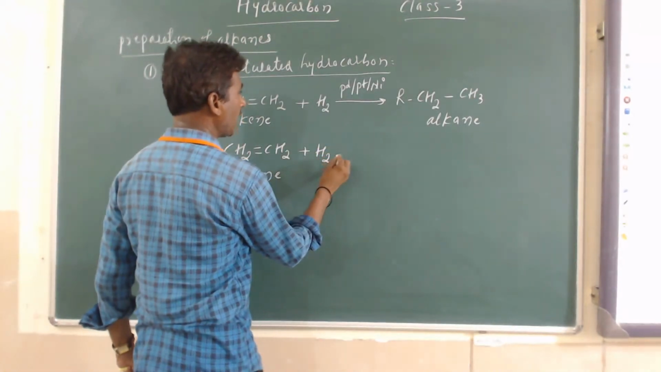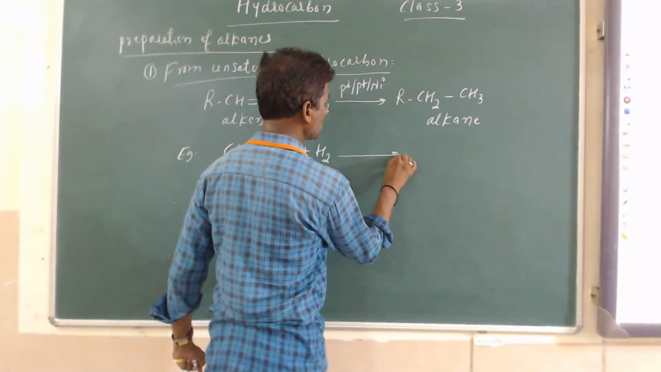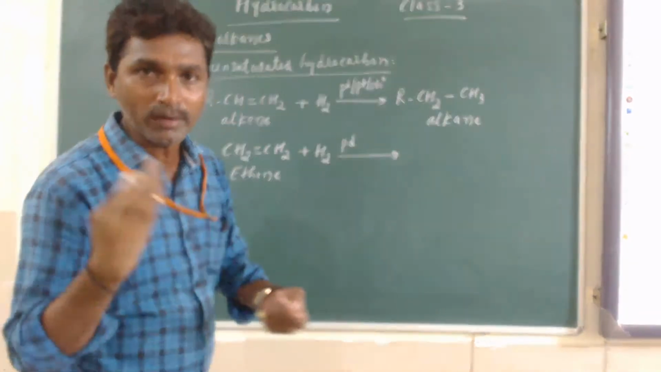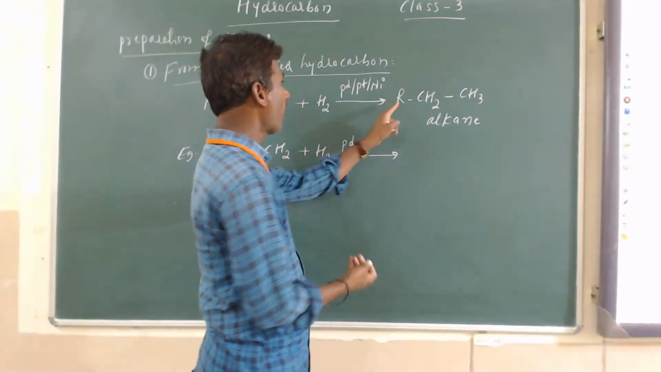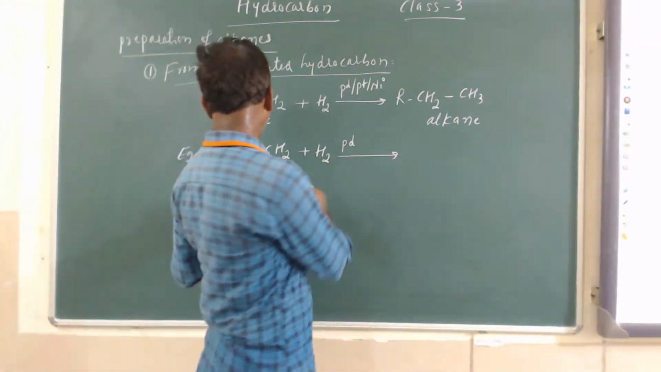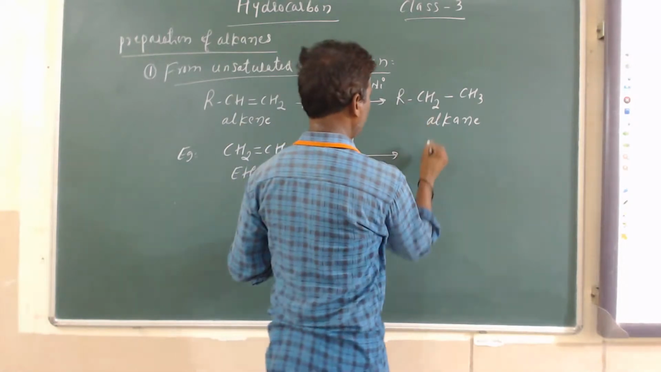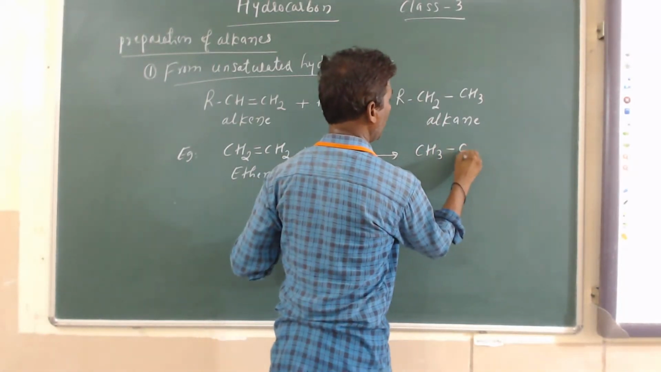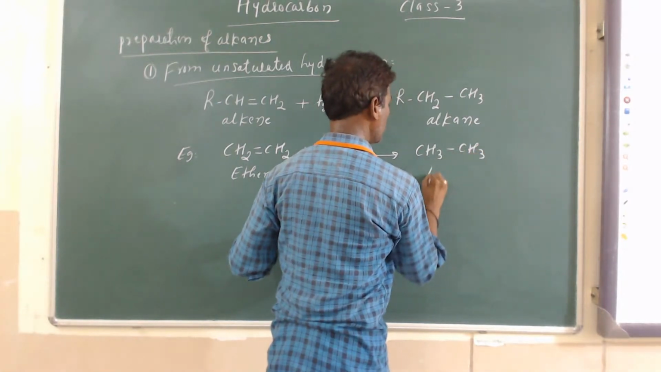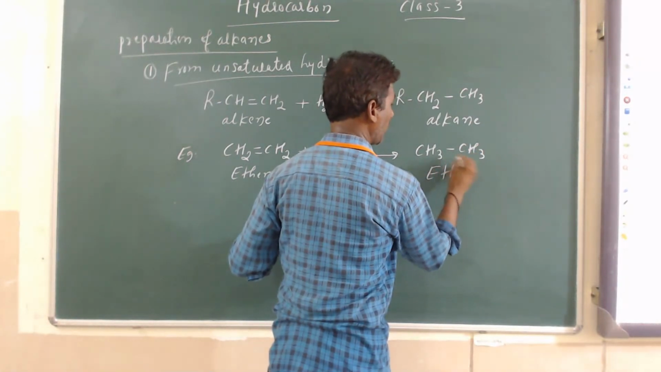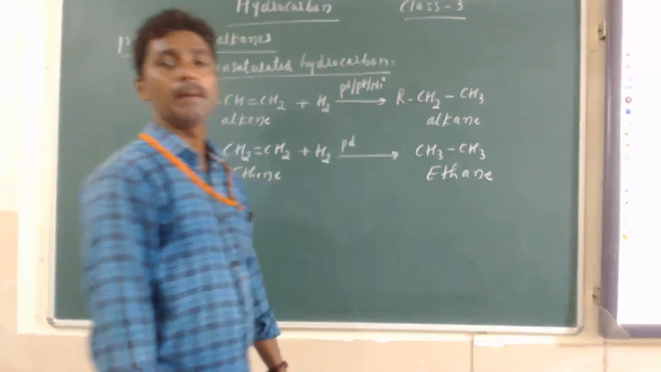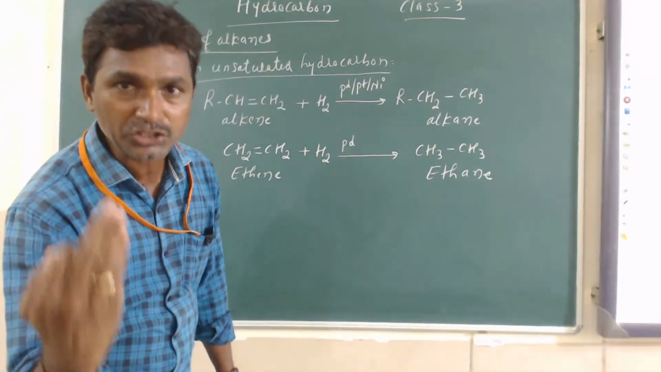To this add H2 in the presence of either palladium or platinum or nickel catalyst. We have taken R as H. Now it is CH3-CH3. How many carbons are there? Two carbons, and a single bond is called ane.